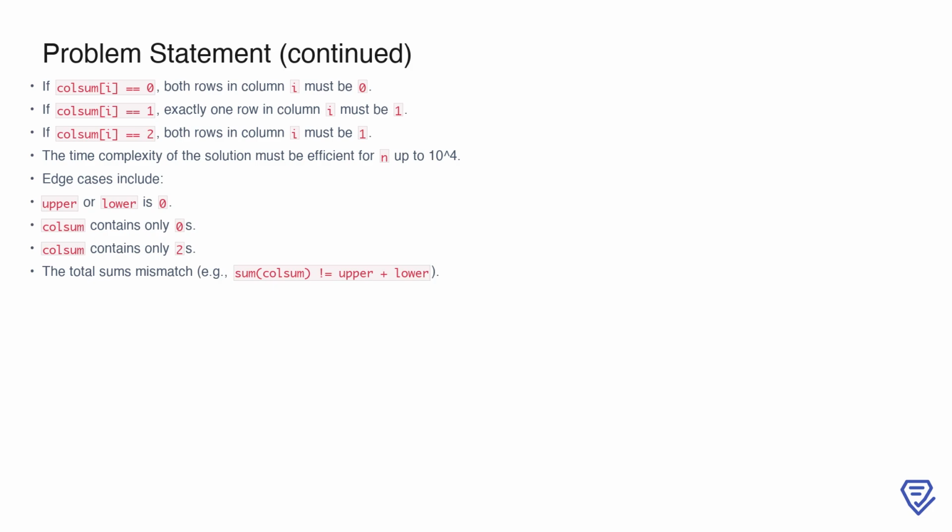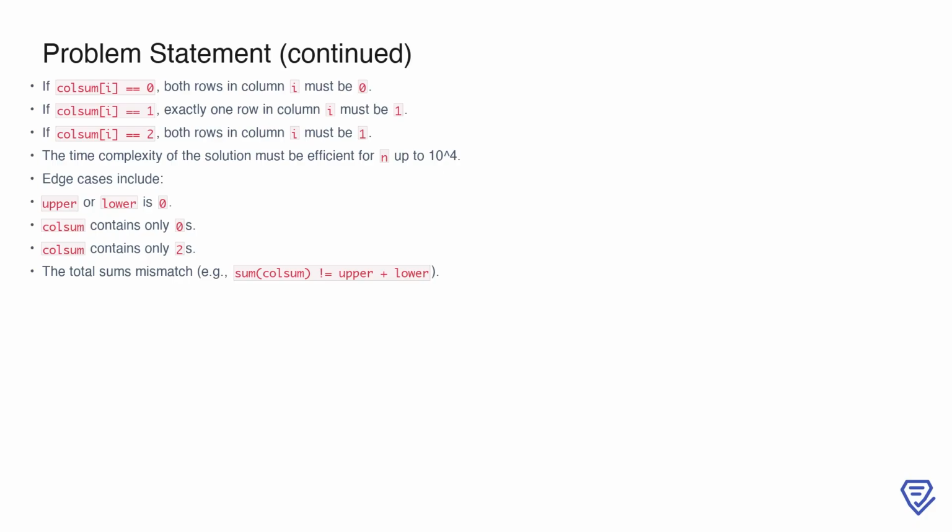Finally, it's important to understand the rules for interpreting the colsum values and their implications for constructing the matrix. If colsum I equals 0, it means both rows in column I must be 0. If colsum I equals 1, exactly one row in column I must have a 1, and the other row must have a 0. If colsum I equals 2, both rows in column I must have a 1.